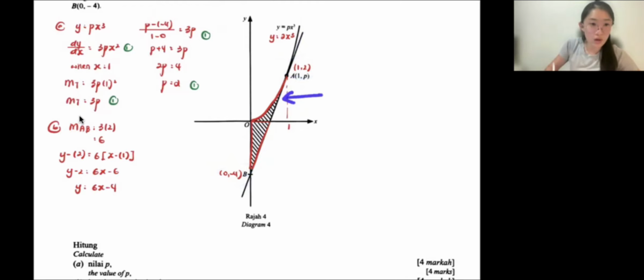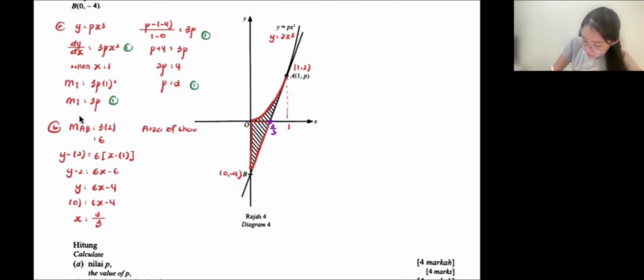What is the reason for finding the equation of this line? The reason is I want to find the x-intercept over here. To find the x-intercept, you have to substitute y equals 0. So x over here will be 2 over 3, isn't it? So this point over here is 2 over 3. Therefore, finding area of shaded region is not difficult anymore.